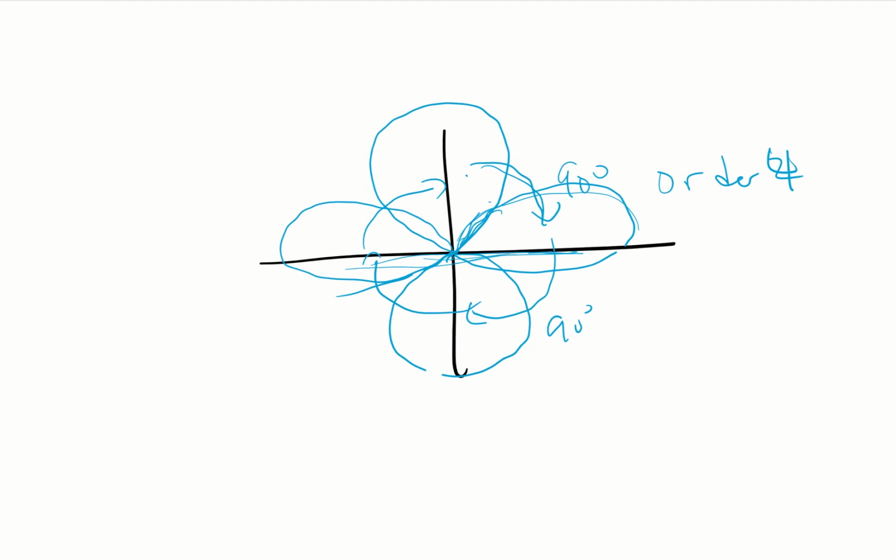You could easily find that because you know the order. You can say, well, full circle is 360. Divide that by 4 and I get 90. So I know I have to rotate this 90 degrees. That's one way to think about it.